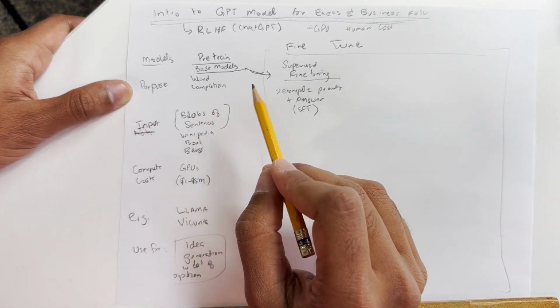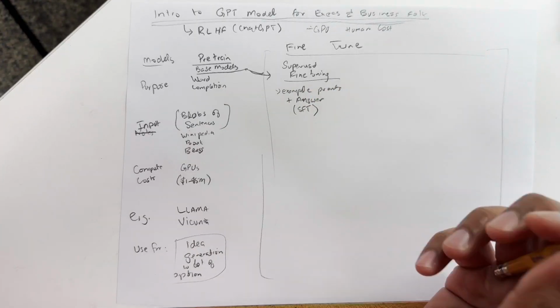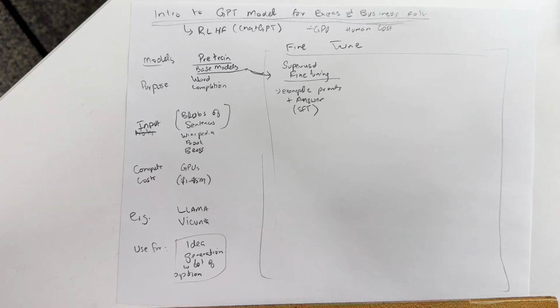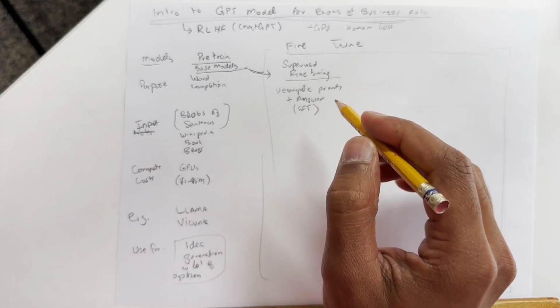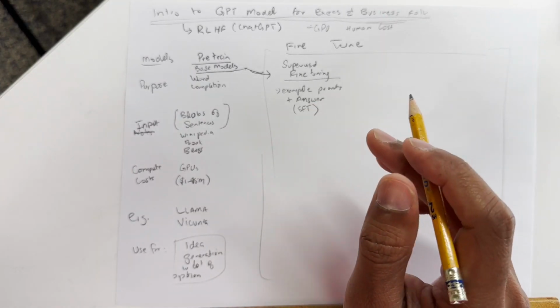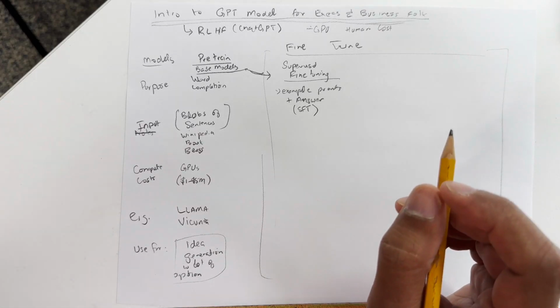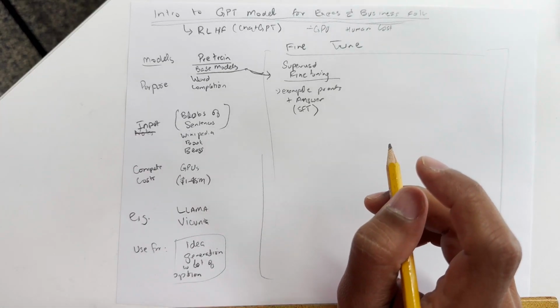If you took a base model and you just tried to ask it a question, it will probably return back another question because it doesn't quite understand. It just does word completion and it doesn't understand that it's supposed to answer your question. So what supervised fine-tuning does is give it a bunch of questions and answers and teach it what the methodology should be on coming up with a final result.